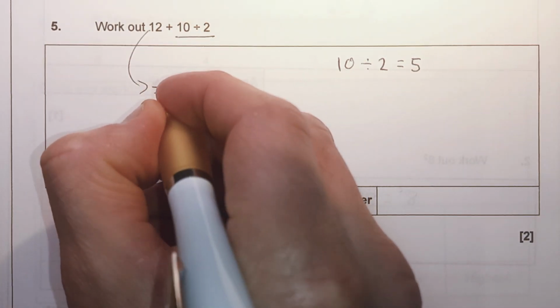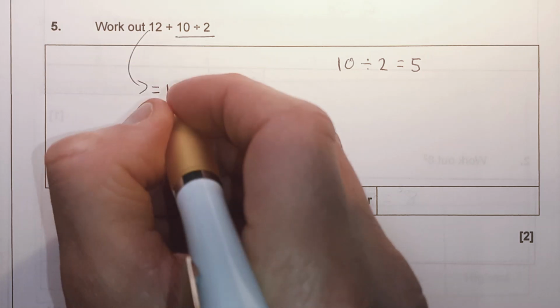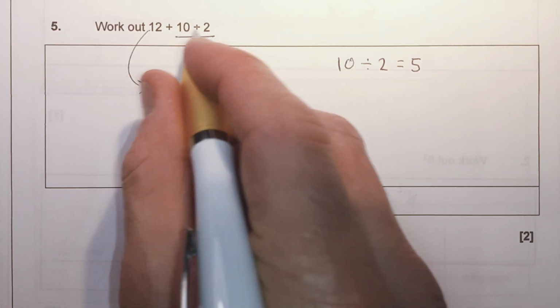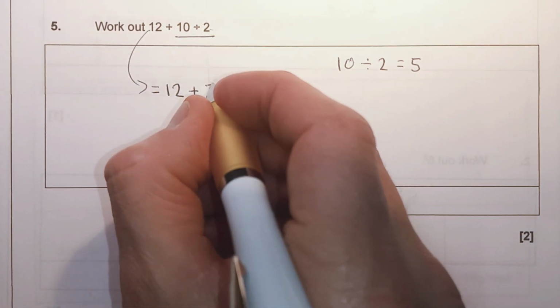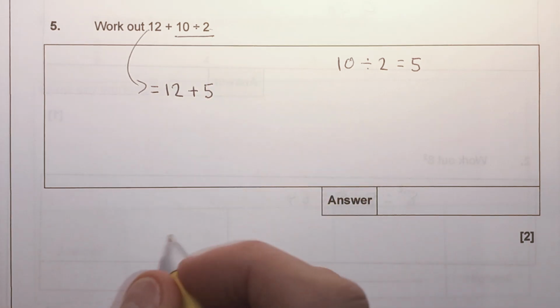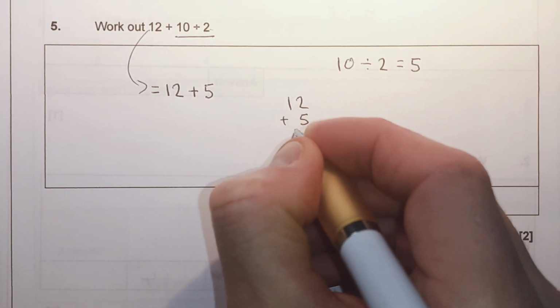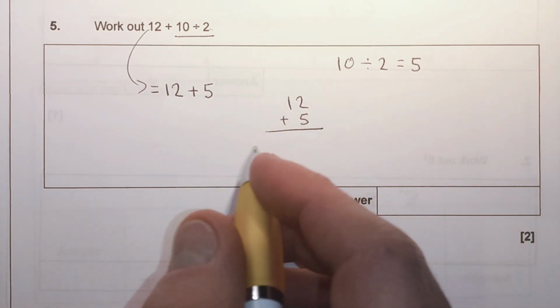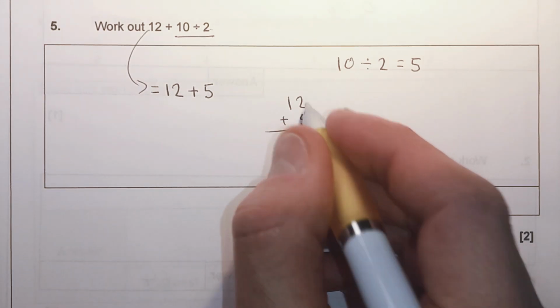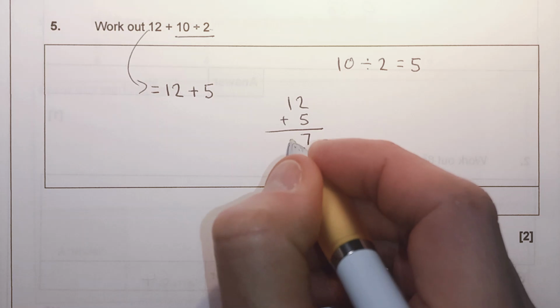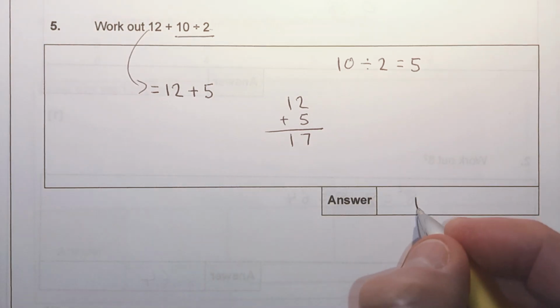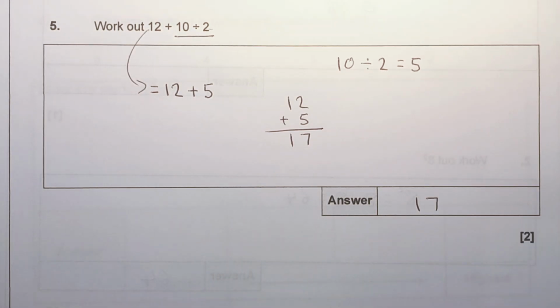So this is equal to 12. We haven't changed the 12, so it still stays there. What we have changed is the 10 divided by 2, which is now 5. So we've got 12 plus 5. Let's write this as a column. We don't have to. You could just take the 12, count on 5. 2 plus 5 is 7. 1 plus nothing is 1. So we've got an answer of 17.